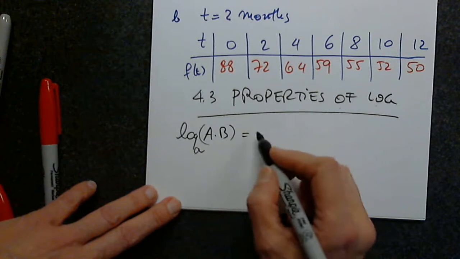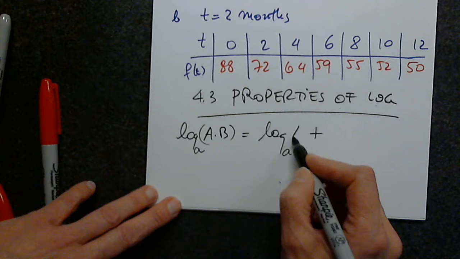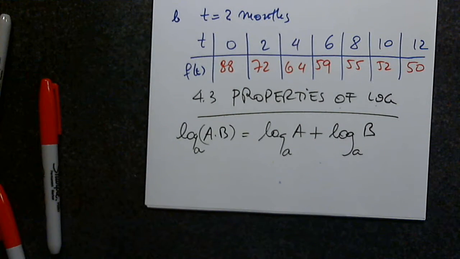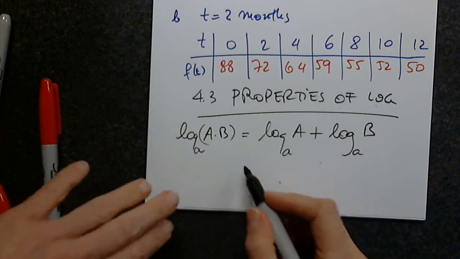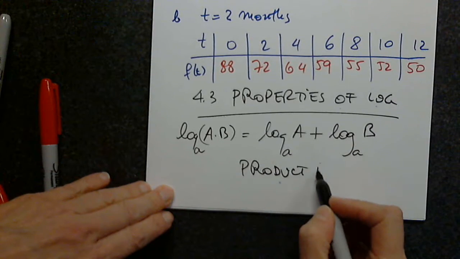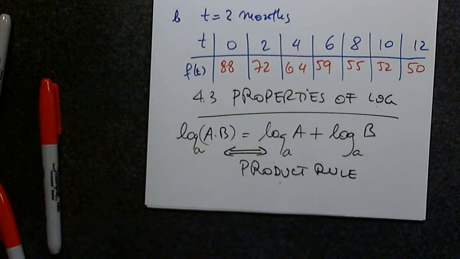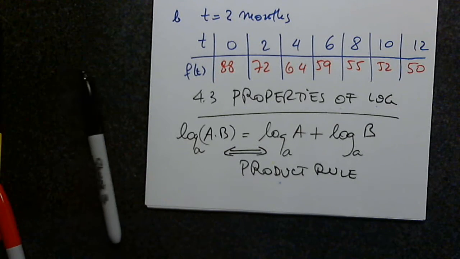So log applied to a product is the sum of logs: log base a of a plus log base a of b. This is what is called the product rule. I want you to understand this rule going backwards and forward. Meaning, if I'm given log of a product, I will change it into a sum of logs. If I'm given a sum of logs in the same base, I can change it back into log applied to a product. So let's look at an example so we get the feel of it.